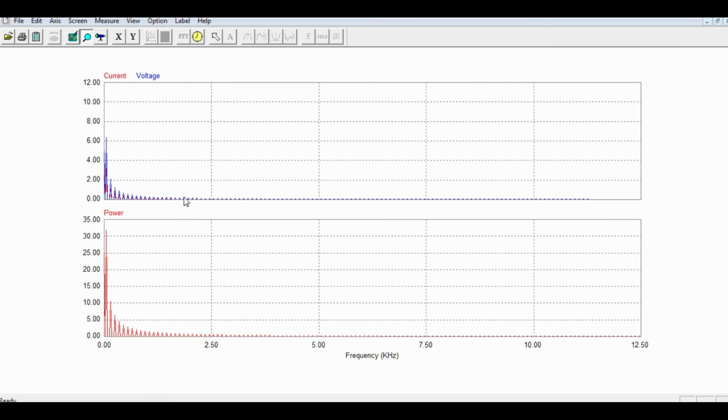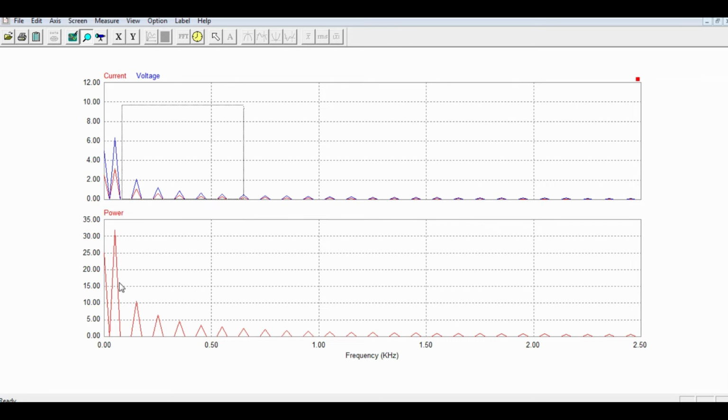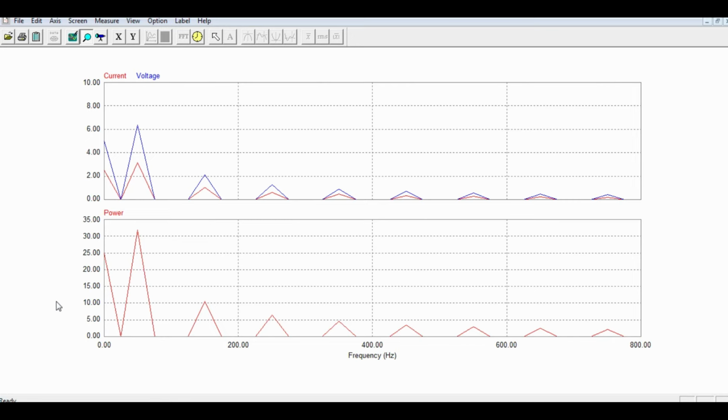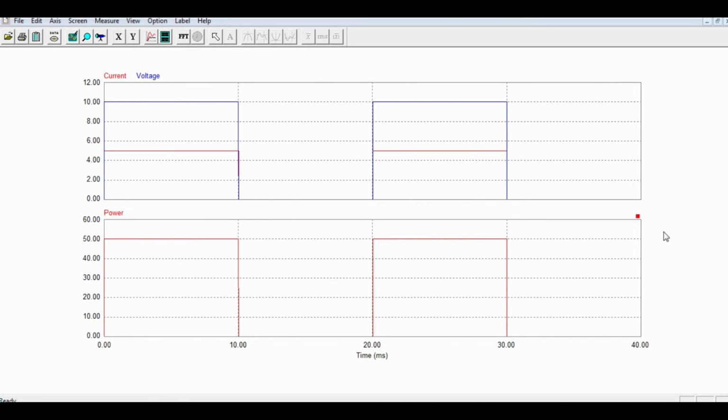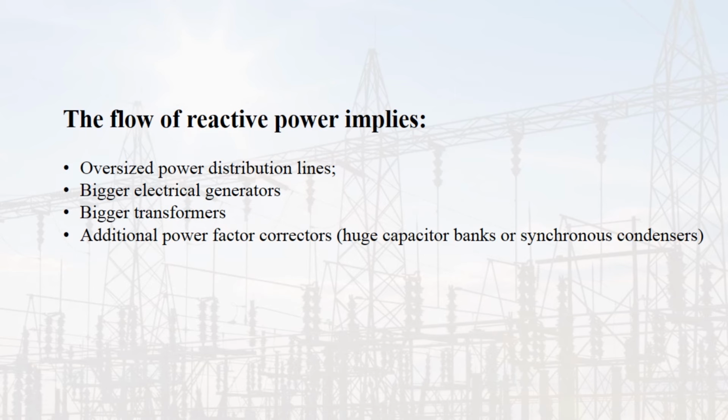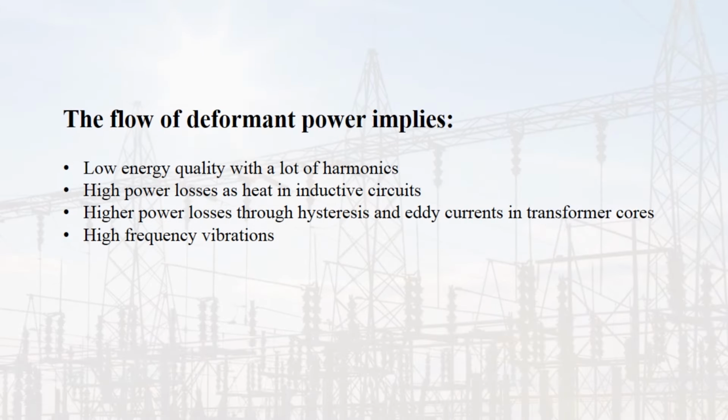As we can see in the FFT spectrum, the program cannot simulate all of them, but there is also no point in doing that, because only the first couple of harmonics have a high enough amplitude to affect the energy quality. Now we can draw the two most important conclusions. The flow of reactive power is bad for power companies as it generates an additional current flow which overloads the power lines. Therefore, power companies must oversize their electric generators and upgrade the infrastructure to work with apparent power instead of active power. This increases the cost and generates financial losses.